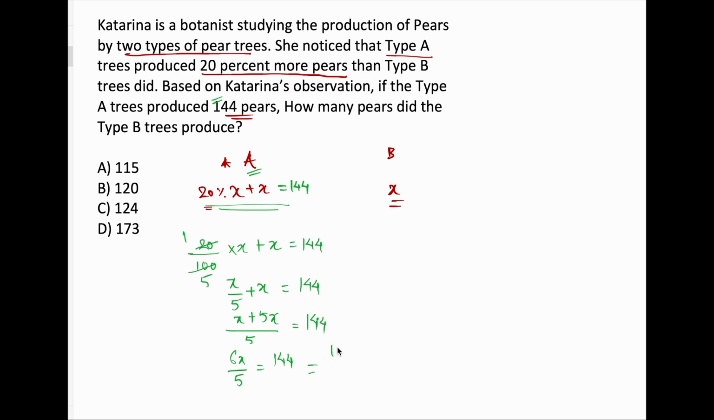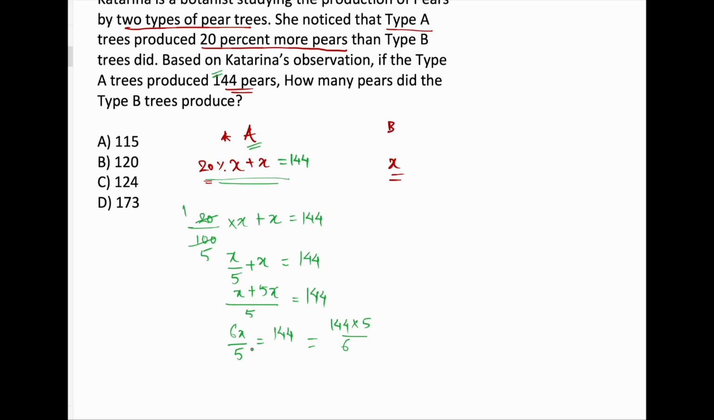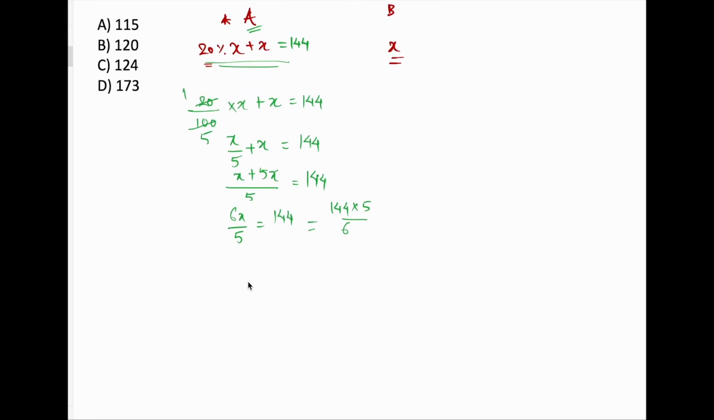This equals 144 multiplied by 5 divided by 6. Just to make it clear, I will expand it. So 6X will be equal to 144 multiplied by 5, and X will be equal to 144 times 5 divided by 6. So here X equals this value.